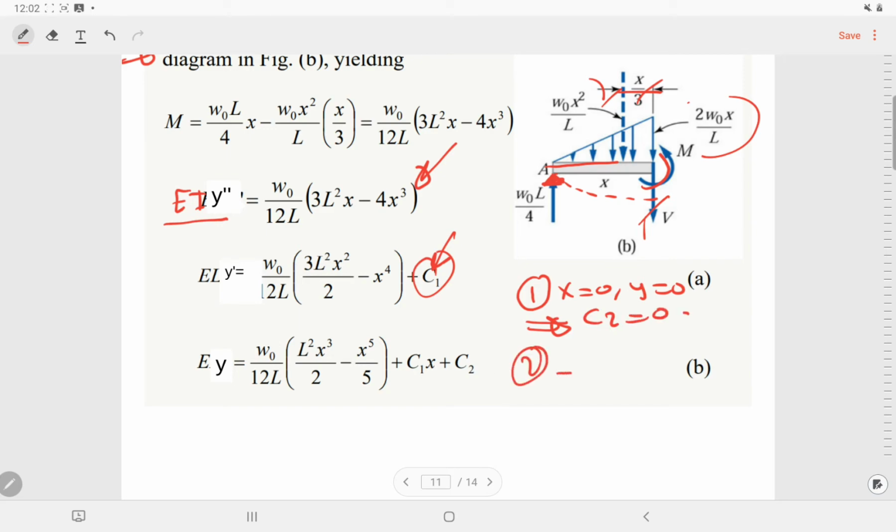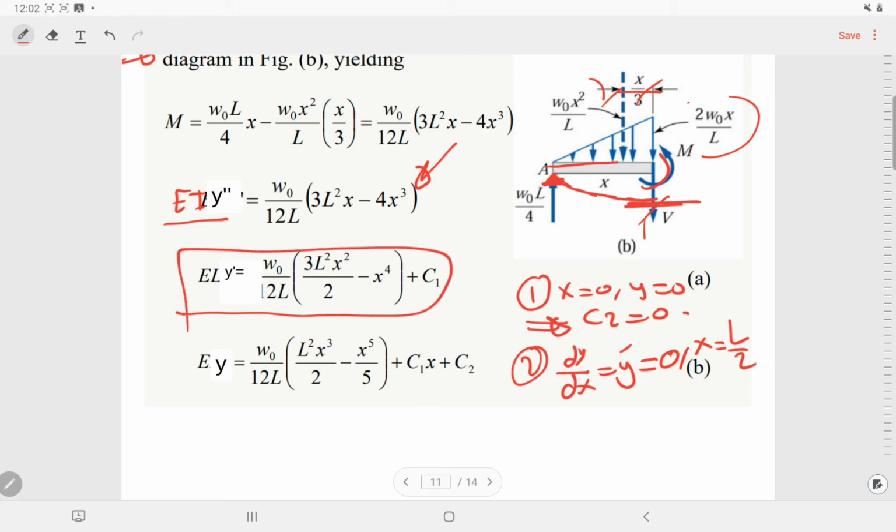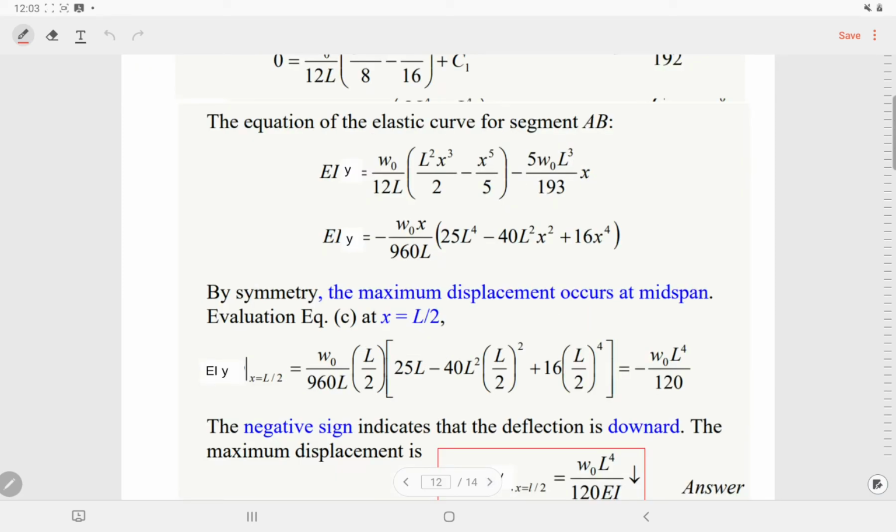The second boundary condition is dy over dx, which is y dash, equal to 0 at x equal to L over 2. Here we have slope equal to 0 at L over 2. In this case we're going to use this equation for y dash. I'm going to set it to 0, and instead of x I'm going to put L over 2. Then we can get C1.